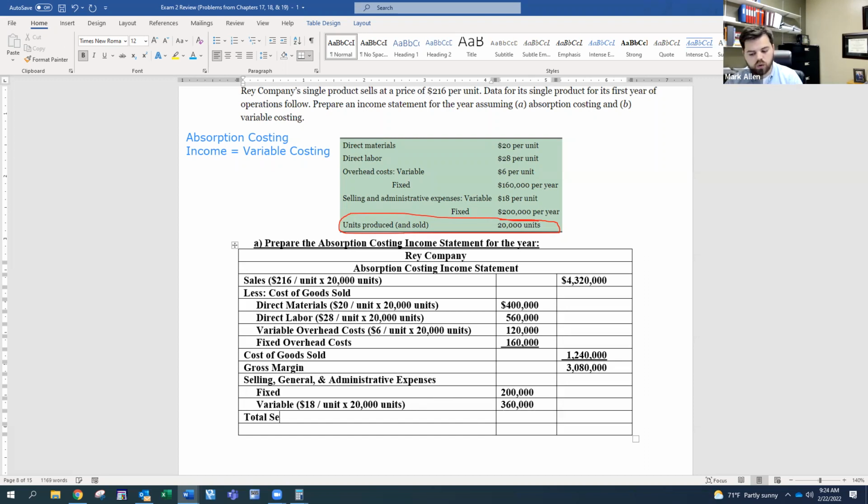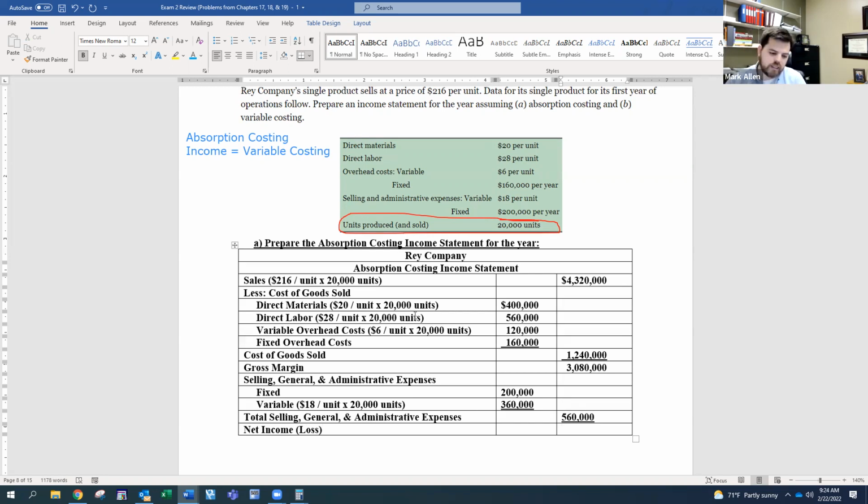Next, we'll have our total selling, general, and administrative expenses. And when we do that, this will be $560,000. Now, at the end, we have net income. And remember, if we had a loss, that would be denoted in parentheses. So I'm going to go ahead and use that notation.